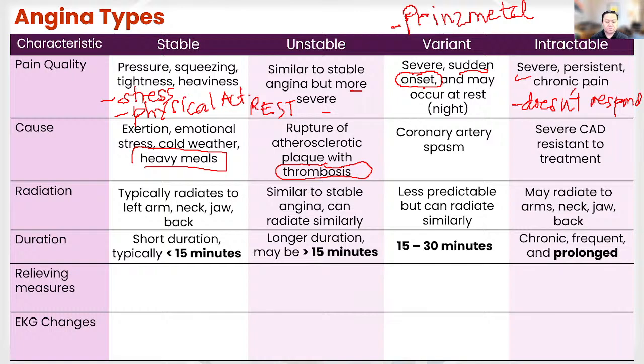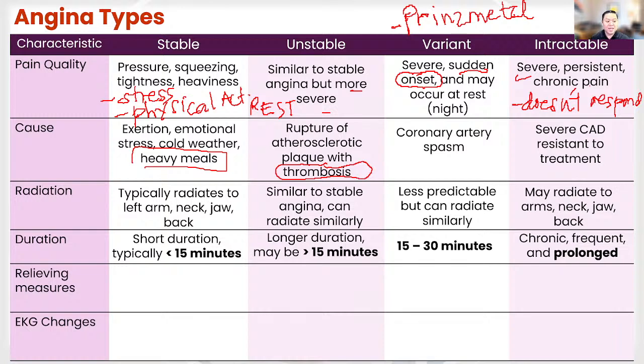Now, the persistent type of pain in the intractable angina is very difficult to relieve because the coronary artery is severely narrowed. So it's not really going to respond to the nitroglycerin.